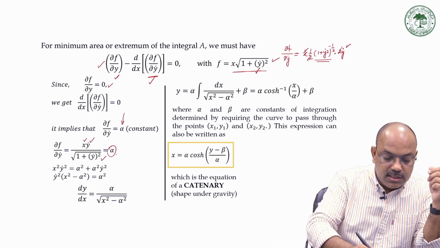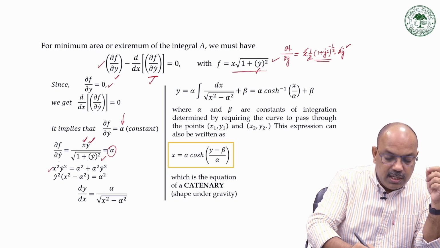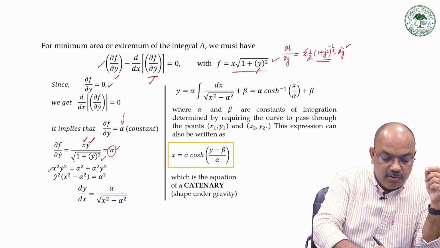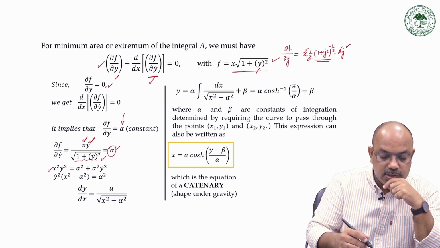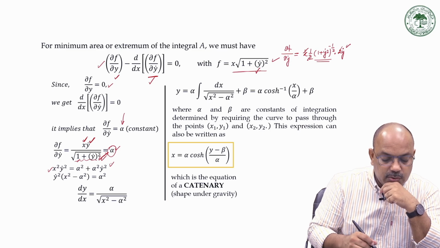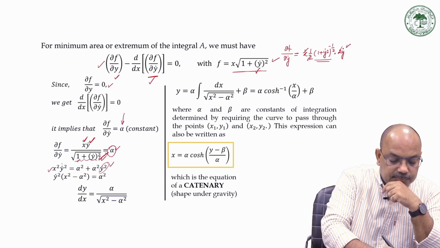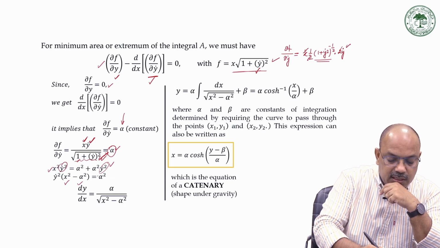So what you get is x square y dot square equals alpha square times 1 plus y dot square. If you cross multiply this, you get alpha square plus alpha square y dot square. Taking the y dot square terms to one side, this is x square minus alpha square.